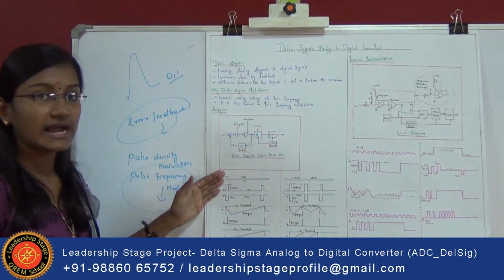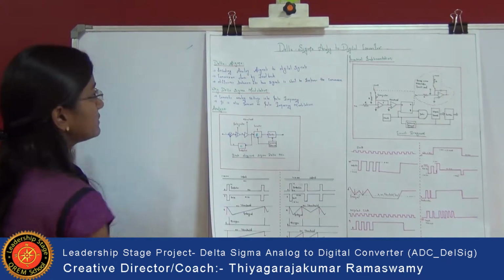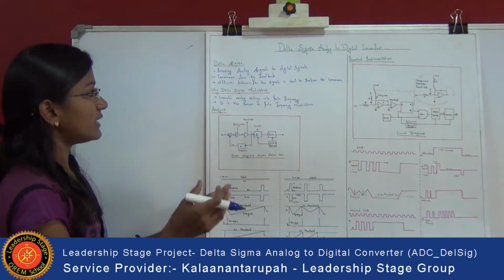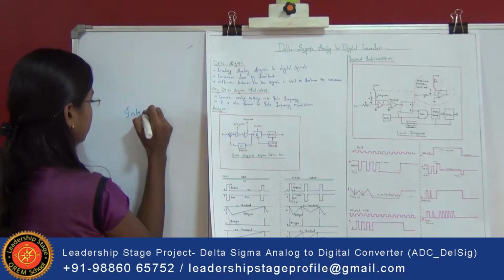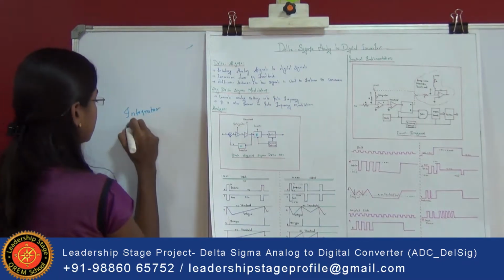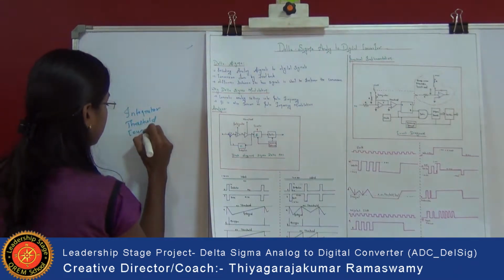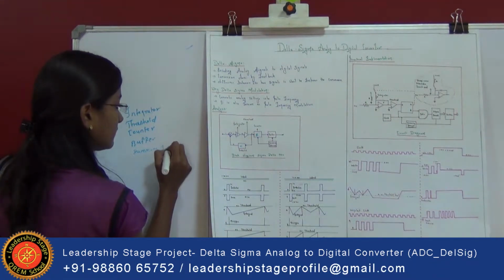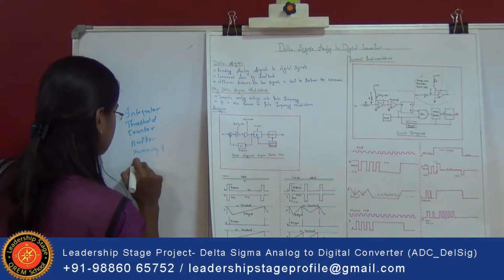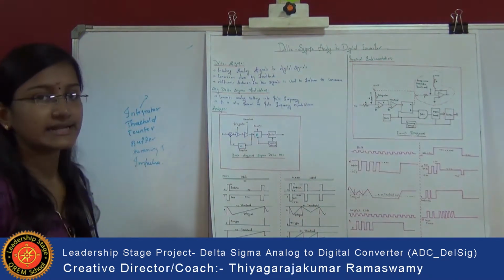Next, we are going to see the analysis of this diagram. The analysis of the delta sigma analog to digital converter uses an integrator, threshold, counter, buffer and summing interval. And one more thing, impulse. First we are going to see the integrator.